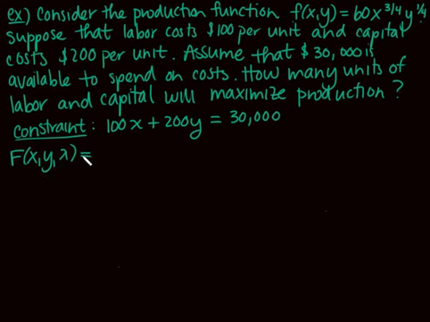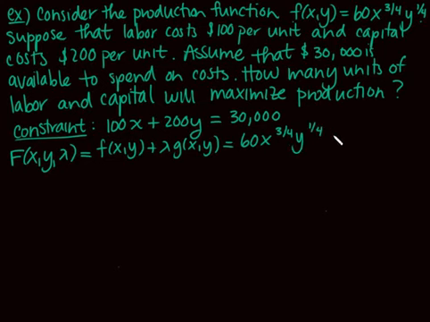All right, so F of x, y, and lambda. This would be, remember, little f of x, y plus lambda g of x, y, which in this case is that 60x to the 3/4 y to the 1/4 plus lambda times, I'm going to just set that equal to 0, 100x plus 200y minus 30,000. Okay, so there's my new function, and now I am ready to start taking partial derivatives.